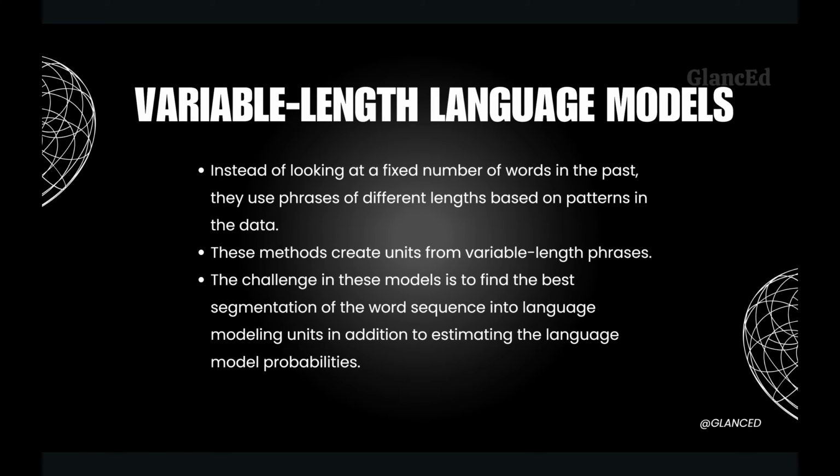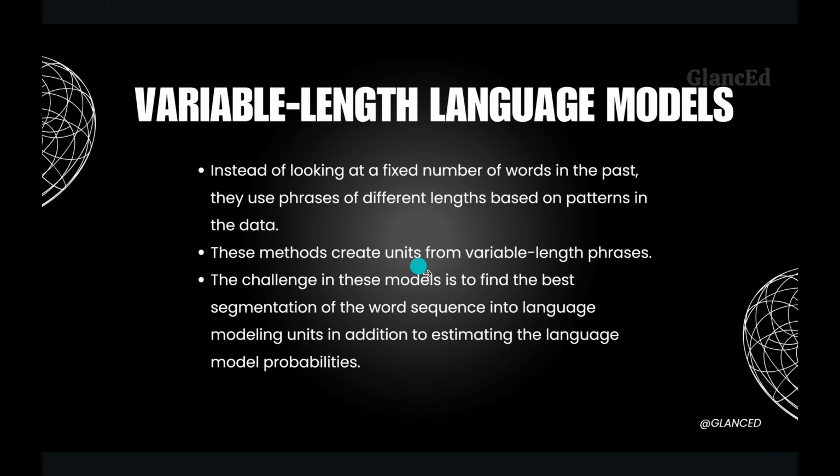Now let's see about variable length language models. So what is meant by variable? Variable means something which is not fixed. When you consider standard, it is something which is fixed, that means it will consider only some fixed number of words in order to predict the next word. When it comes to variable length language models, it will consider different lengths of words in order to predict the next word. It won't go with any fixed number of words. It will just go on the go. It will just consider different lengths of words. Okay.